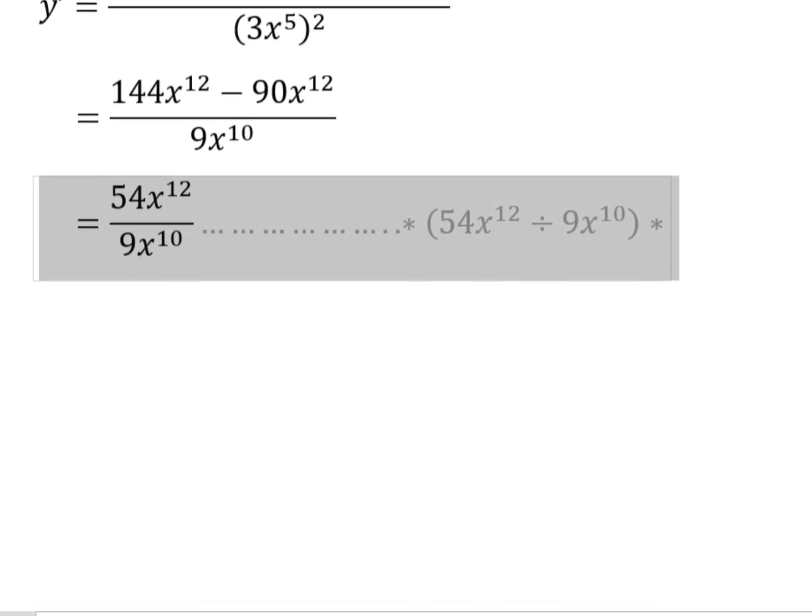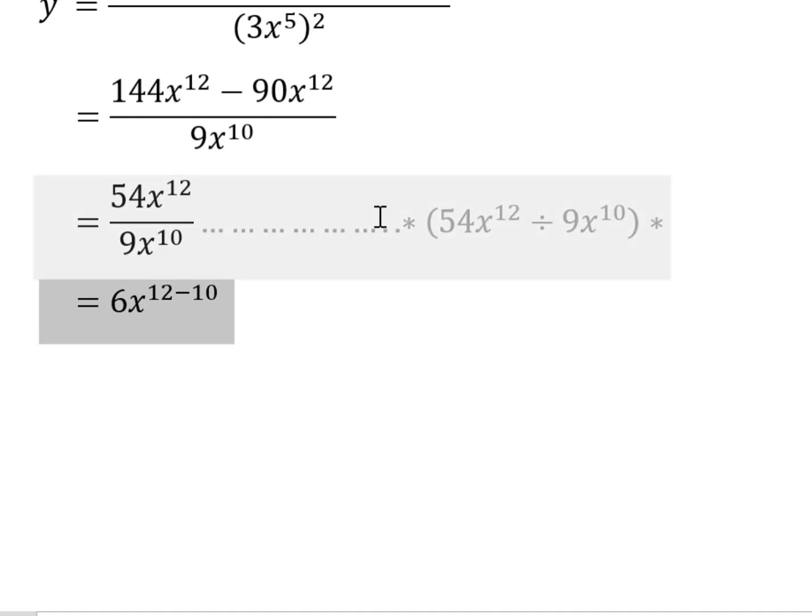Now from our basic knowledge, we know that this one means divide by, so this is like 54x raised to power 12 divided by 9x raised to power 10. So under the laws of indices, we shall have to divide 54 and 9, we get 6. As for the x raised to power 12 divided by x raised to power 10, we subtract their powers, and that gives us x raised to power 2.